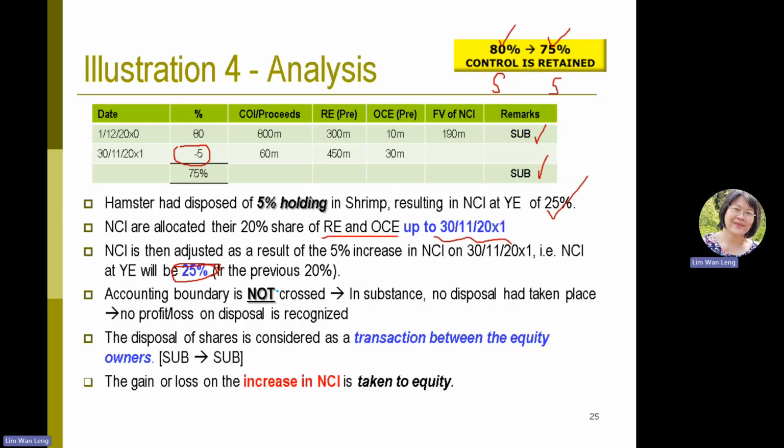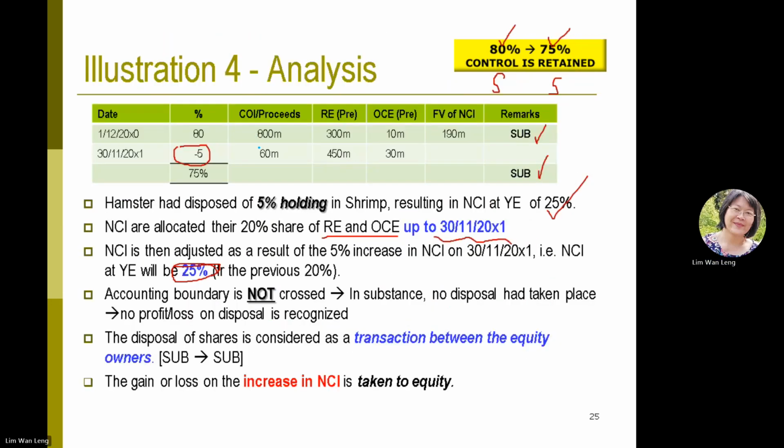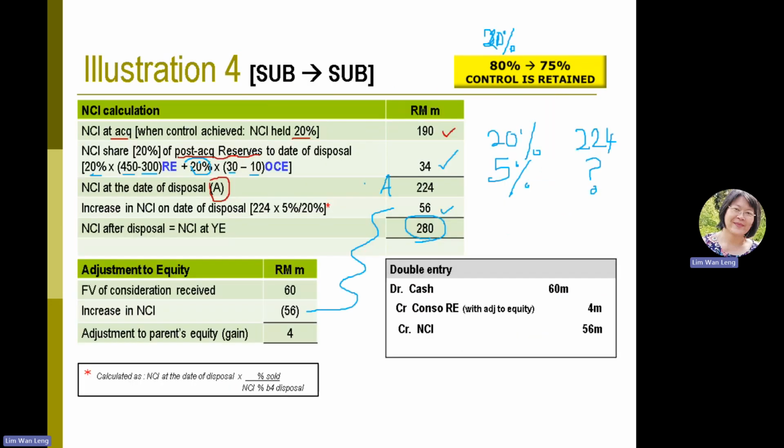The 60 over here was given. You can look at this schedule as well. The proceeds when you dispose of the 5%, so this will be your 60. Compare, you're going to get a gain on this particular transfer between the owners. So cash 60 million, NCI 56, and this will be your balancing figure 4.